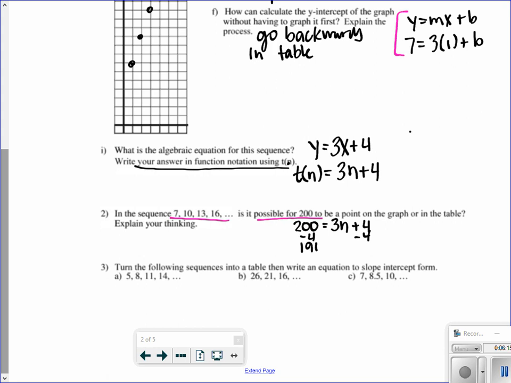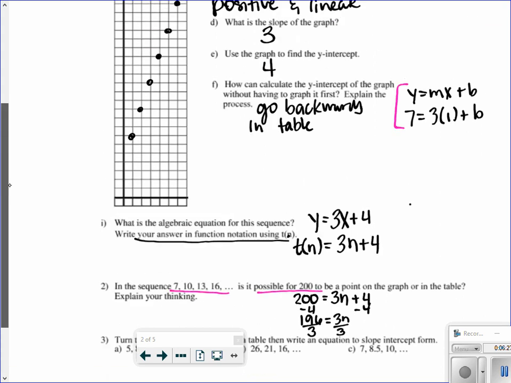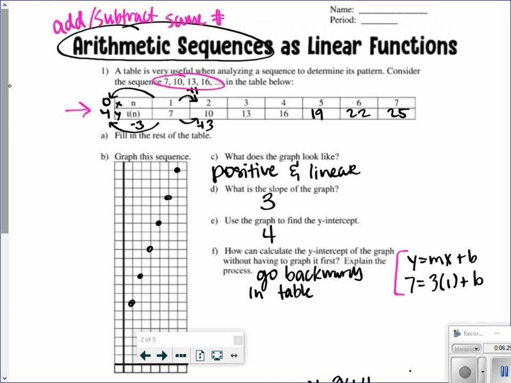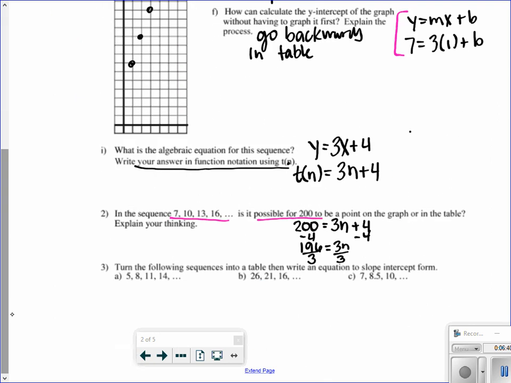What would my next step be of solving this equation? Divide by 3, isn't that what y'all just told me we have to do? Okay. So, what we're looking at, if it was asking, is it possible for 200 to be in your sequence? It's asking, is it possible for 200 to be a y value in your table? That's where I just made up that equation from. I plugged in 200 for y.